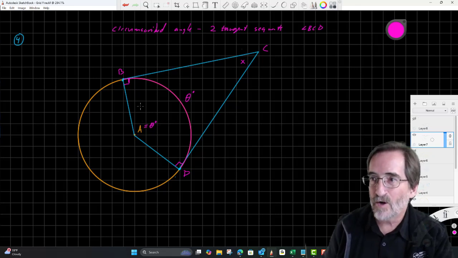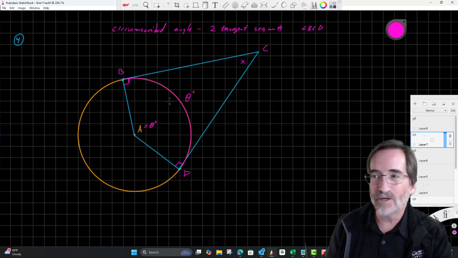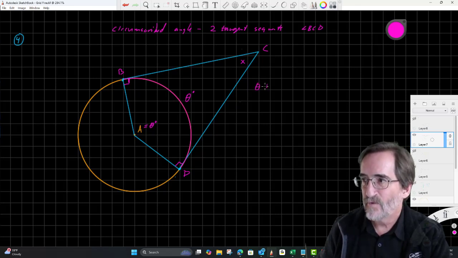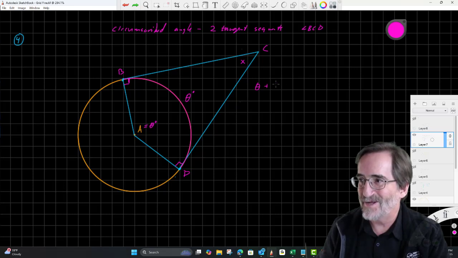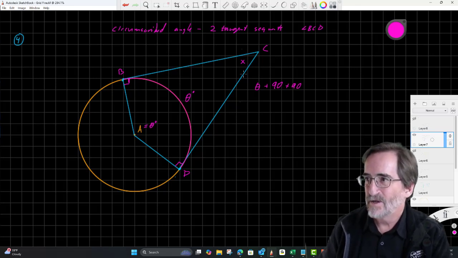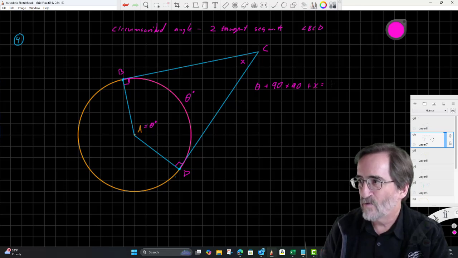And also, we happen to know that all four angles of a quadrilateral add to 360 degrees. So we can say that theta plus x plus 90 plus 90. You're thinking, where am I going with that? Theta and 90 and 90, and x must equal 360 degrees. Now 90 and 90 is 180. If I subtract 180 from both sides, I end up with theta plus x equals 180. Or if I were to solve for x, x is 180 minus theta.